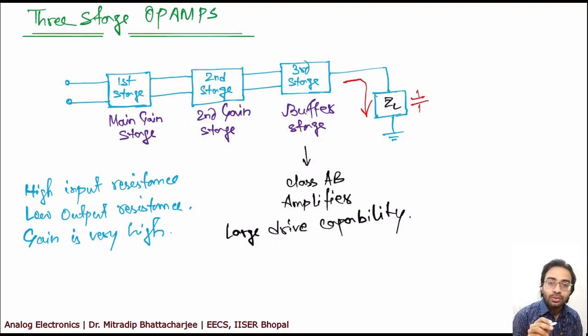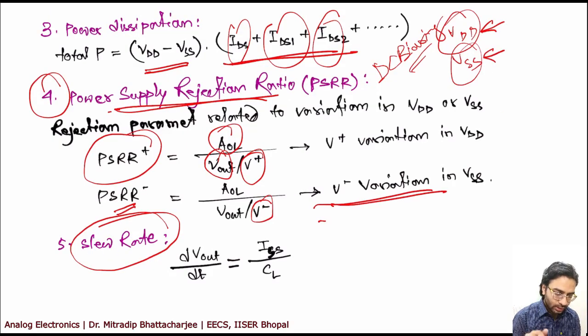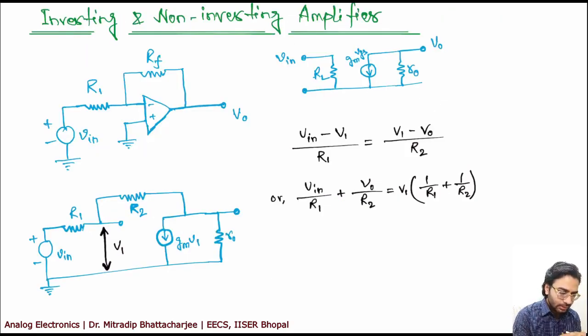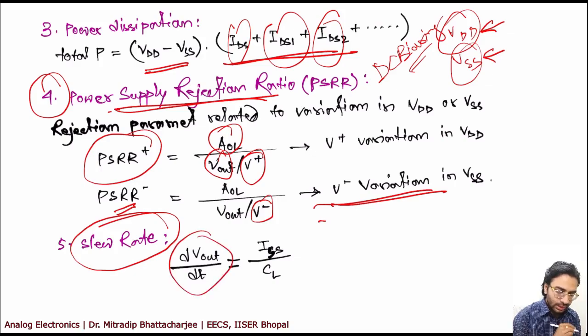So your output influence is defined by dVout by dt, which is also known as slew rate. So it is basically ISS by CL. I already have discussed previously this term. Okay, so these are the parameters that one has to take care of.